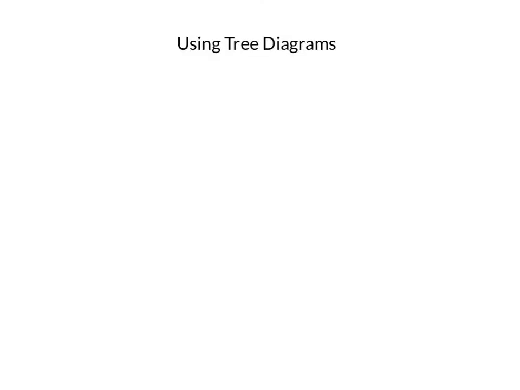So we can use tree diagrams to help us come up with theoretical probability. So let's take an example of rolling two four-sided dice like we did in the last example. But this time we're going to use a tree diagram to help us with that.